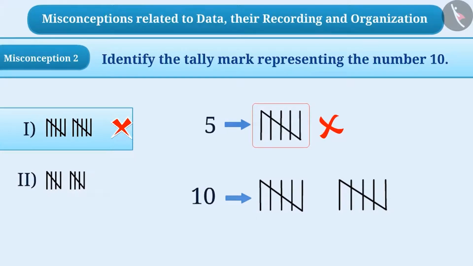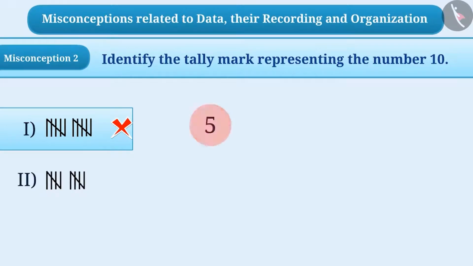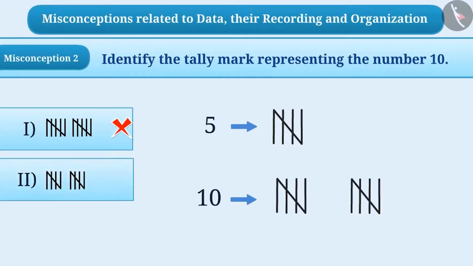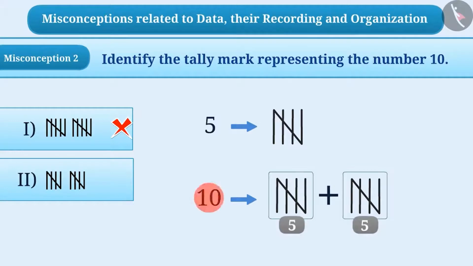The correct understanding is that a slanting line is drawn on 4 straight lines to represent the number 5 in the tally marks. Therefore, a slanting line is drawn on two groups of four straight lines to represent the number 10. Here, in option 2, you can see this type of representation. From this representation, we get to know that this is 5 plus 5, which equals 10. That means option 2 is the correct answer.